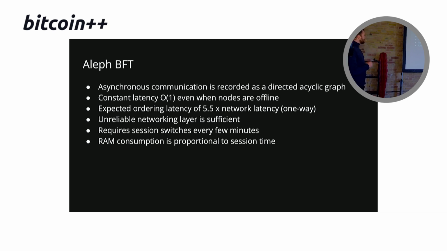The expected ordering latency of this algorithm is 5.5 times the one-way network latency. So if you have an average latency between guardians of 100 milliseconds, then the time for a Fedimint transaction to be ordered and therefore finalized is 550 milliseconds. We don't need the reliable networking layer anymore. Yes, all guardians maintain a direct connection at all times.